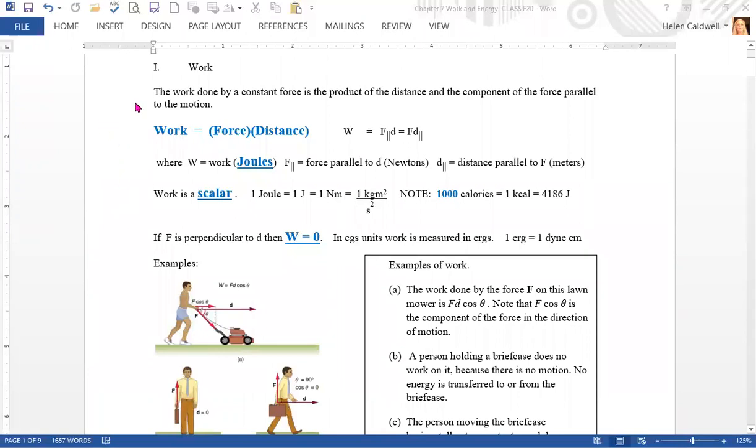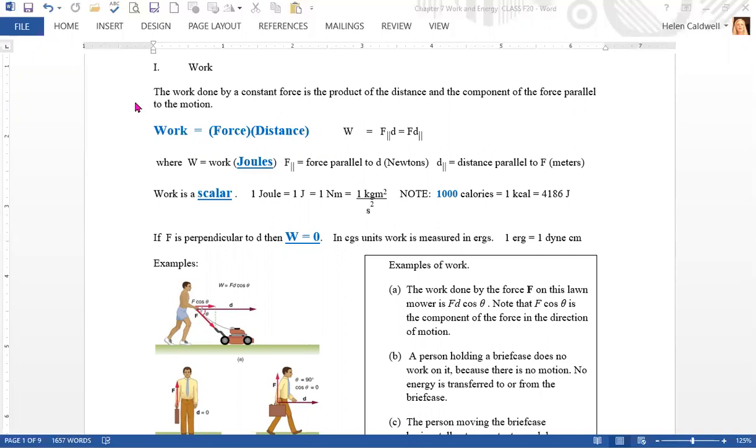So we'll start out with work. In physics, work is defined as force times distance, where the force is applied parallel to the distance the object moves. So force times distance gives you work, but it's force parallel. The force and the distance are parallel to each other, in the same direction. And we'll look at a few examples.